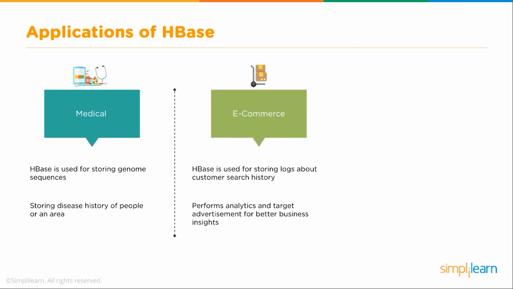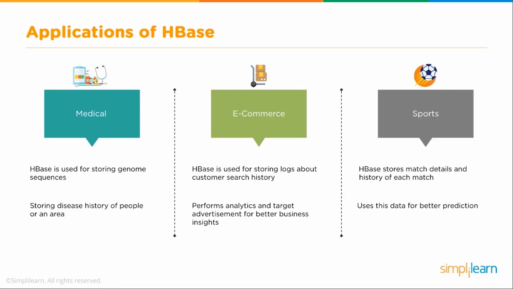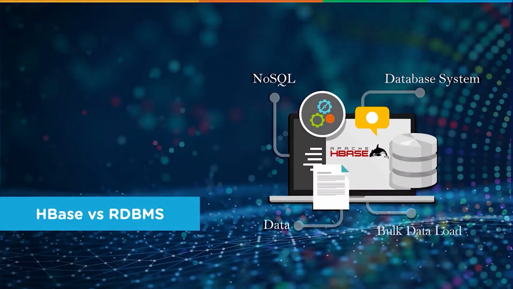E-commerce. HBase is used for storing logs about customer search history, performs analytics and target advertisement for better business insights. Sports. HBase stores match details in the history of each match. Uses this data for better prediction. So when we look at HBase, we all want to know what's the difference between HBase versus RDBMS. That is a relational database management system.